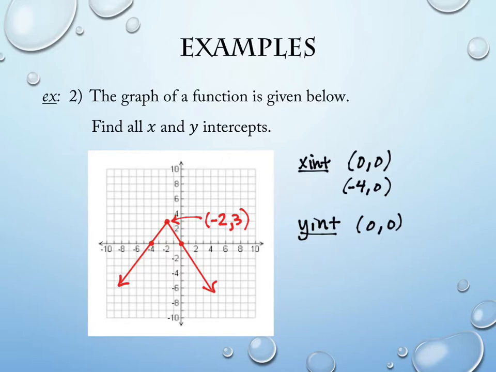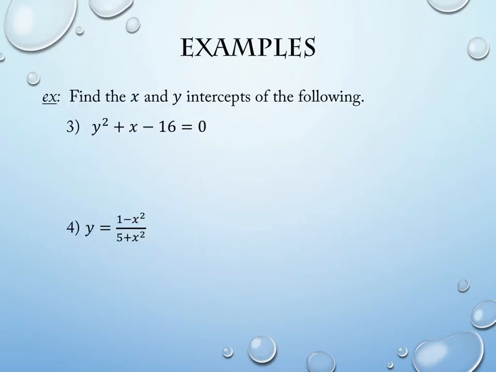You might actually have recognized what this graph is. If you didn't, don't stress about it. We'll talk about it in college algebra, but this is a graph of an absolute value. That's how you get the V shape. But we aren't going to stress about that right now.